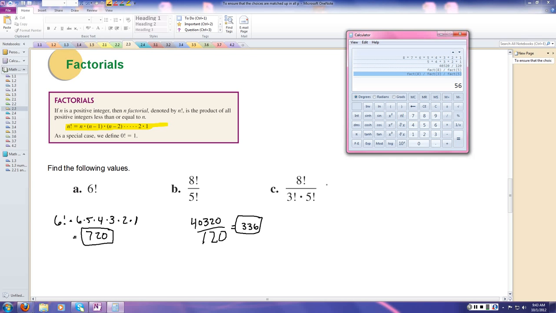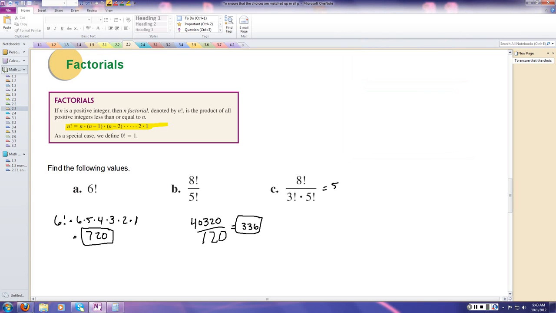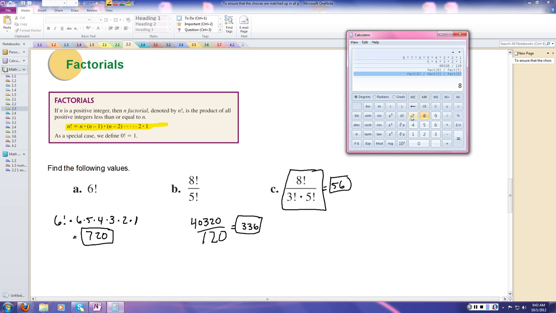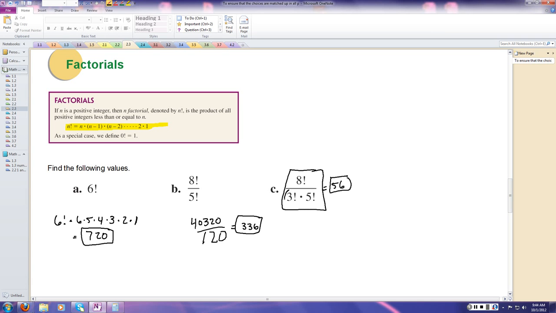You have to be careful on problems like this because the way you punch it in your calculator matters. So if you take 8 factorial divided by 3 factorial and then take that times 5 factorial, you actually did not put in what you should be putting in. You have to be careful with order of operations with your parentheses here. That it's 8 factorial divided by all this factorial.